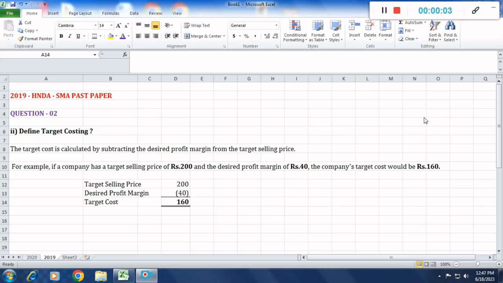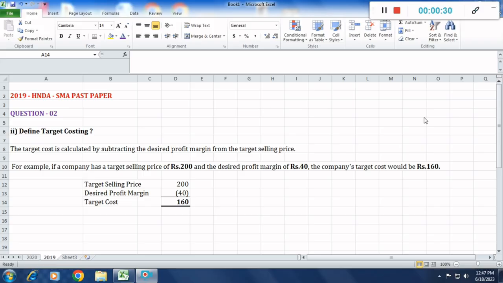Second sub question of the second main question in the 2019 HNDA SMA past paper. Define target costing. So we should identify what target costing is. The target cost is calculated by subtracting the desired profit margin from the target selling price.